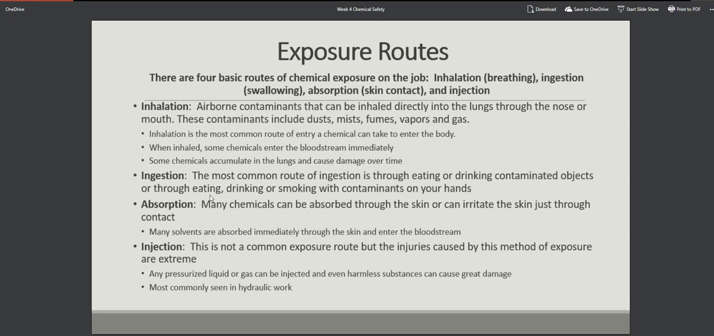All right, let's talk about ingestion. The most common route of ingestion is through eating or drinking contaminated objects, or through eating, drinking, or smoking with contaminants on your hands. This is typically more of the issue with welding. However, sometimes you might get a squirt of something in your eye or your mouth, and it can get ingested there. But typically we're going to work with our hands, and then we take our gloves off and go eat a sandwich or food or fruit, and those chemicals enter our body through that path.